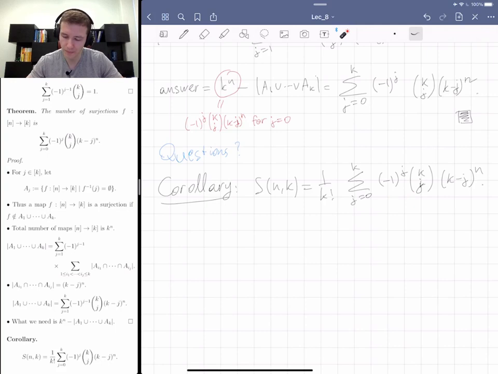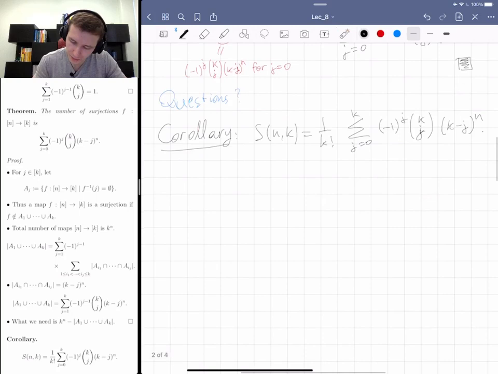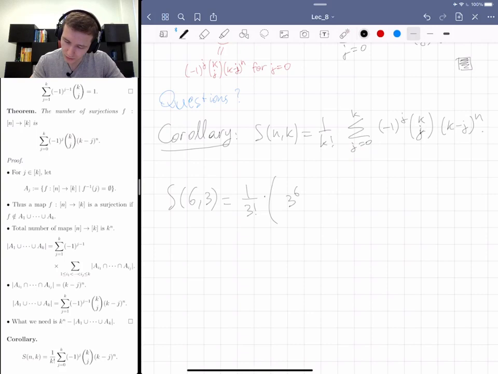And maybe to demonstrate the power, let's see if I can compute some example. Maybe S of 6 comma 3? It's 1 over 3 factorial times the sum, where I take j equals 0, 1, 2, and 3. For j equals 0, I get 3 to the, this is going to be a giant number. Maybe I shouldn't do 6, 3. Let's try 5, 3. 3 to the 5th, minus 3 choose 1 times 2 to the 5th, plus 3 choose 2 times 1 to the 5th, minus 3 choose 3 times 0, the last term is 0 anyway.